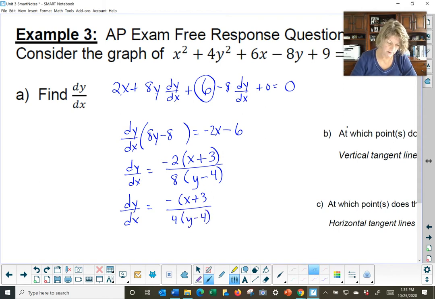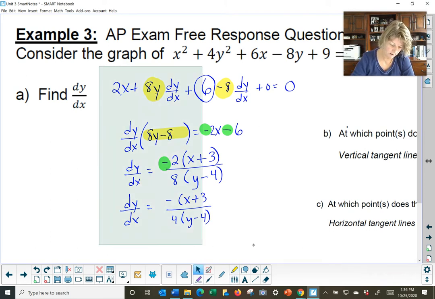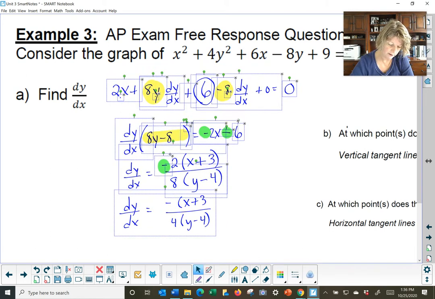You probably noticed that when I went after the things in front of my dy/dx, it was 8y minus 8. You also probably noticed that I had a negative, so I factored out the negative 2 from that. And it just makes it look a little nicer. Looks great. So part A is done. And let me see if I can make my work smaller on this because I'm sure we're going to use it.